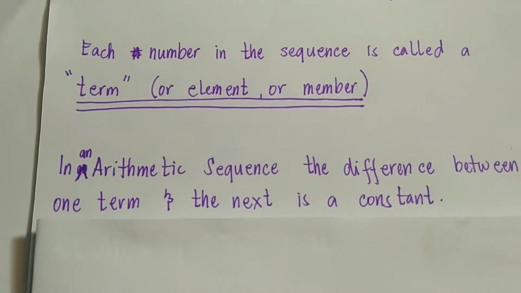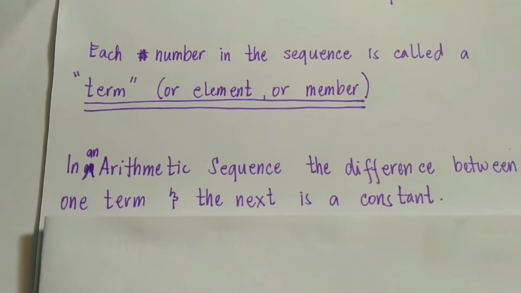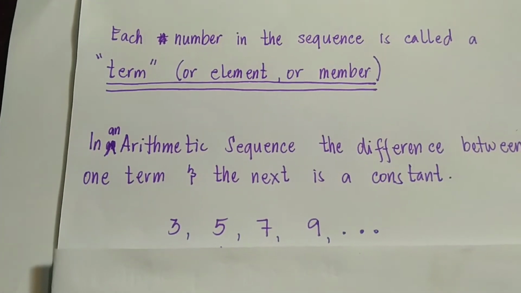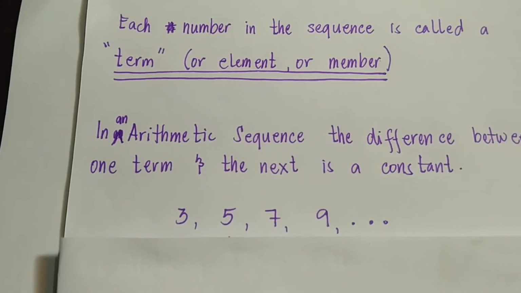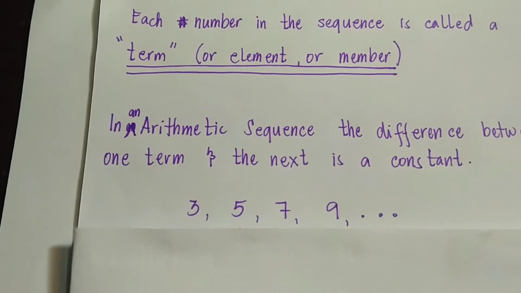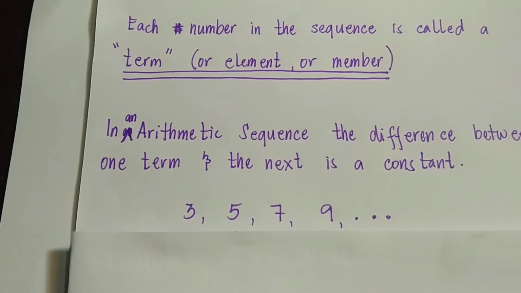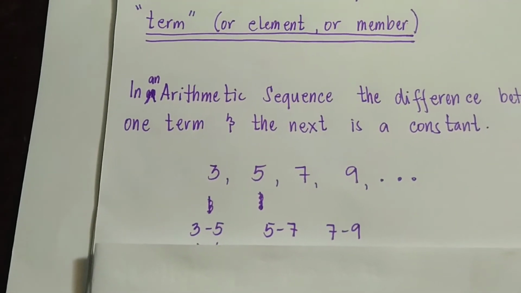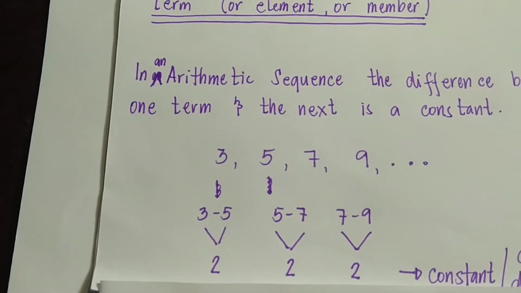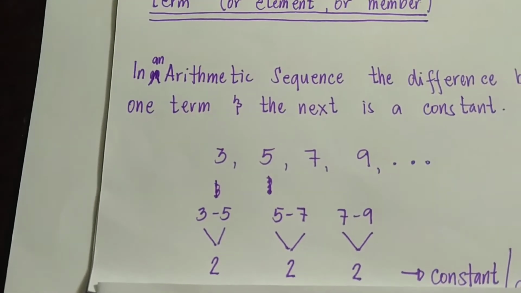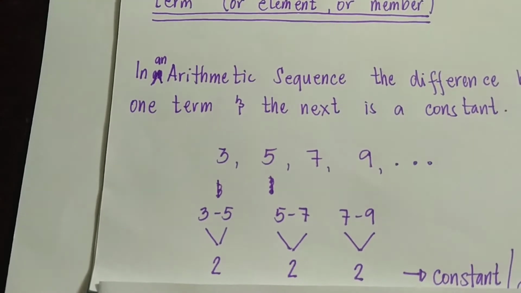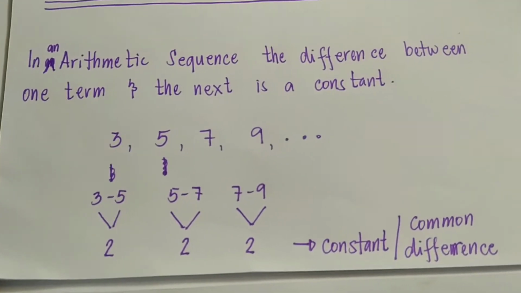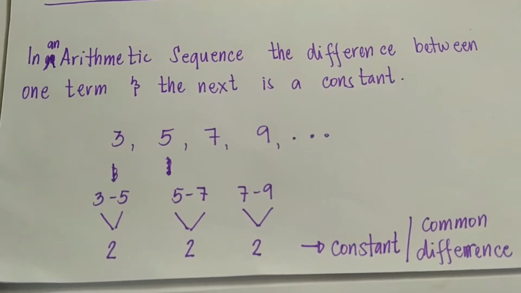Now, in an arithmetic sequence, the difference between one term and the next is constant. In this example, to find the constant, we subtract the first term from the second term, the second from the third, the third from the fourth, and so on. So we have 5 minus 3 is 2, 7 minus 5 is 2, 9 minus 7 is 2. In this sequence, 2 is the constant, or what we also call the common difference.